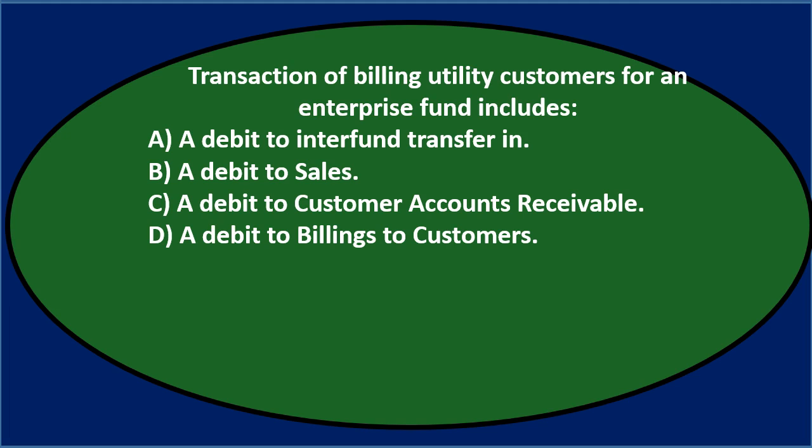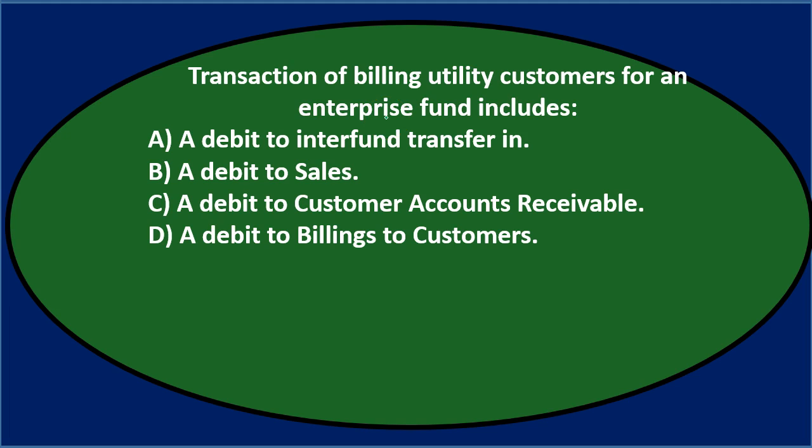Let's go through this again using the process of elimination. Transaction of billing utility customers for an enterprise fund includes what? So if we think about the utilities customers, we're thinking, what type of fund are we? We might want to start there. It says right here we're an enterprise fund. Enterprise fund, what category does that fall into?